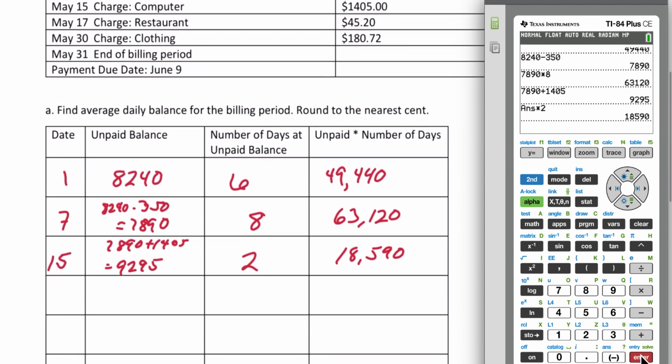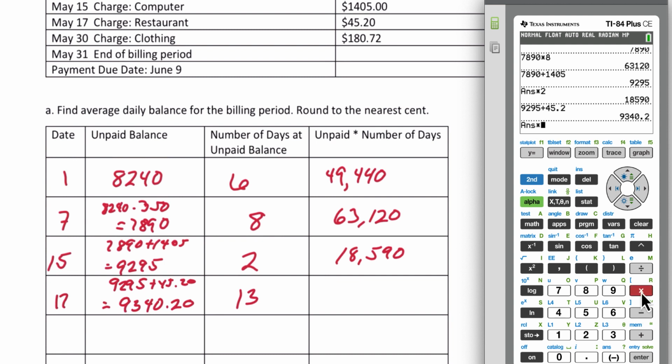The next transaction date is on the 17th. And that is another purchase, so we need to add that to our previous balance, $92.95 plus the $45.20. This gives us 9340.2. And the number of days that was the unpaid balance going from the 17th to the 30th is 13 days. Multiply those two numbers, and we get 121,422.6.